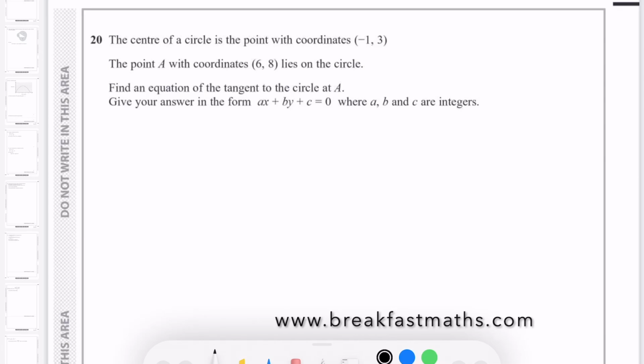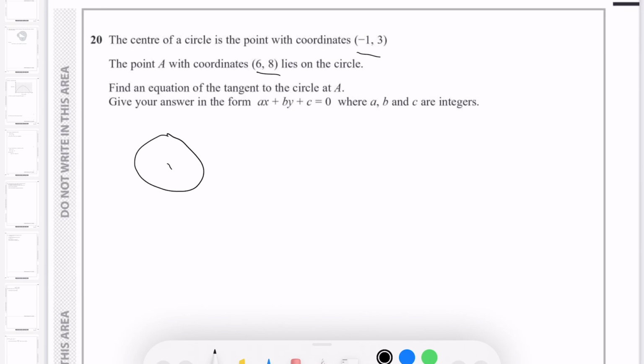So if we were trying to answer this question here, we've got the centre of a circle with coordinates -1, 3. A point A on the circle is (6, 8), and the equation of the tangent to the circle is what we're trying to calculate. So if we draw a quick diagram of a circle, our centre's here, our point on the circle, let's say it's here, we're trying to find the equation of the tangent at that point.